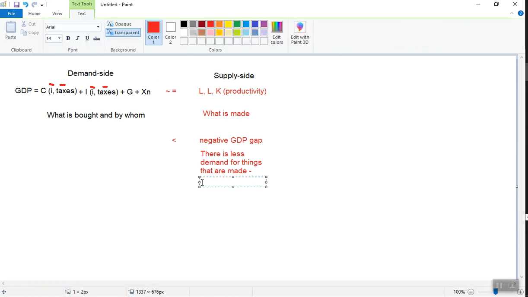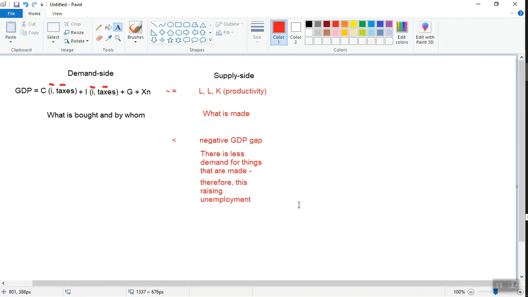And so I'll say, therefore, this raises unemployment. So this is what we're experiencing right now. We have a negative GDP gap. There is no worry about inflation with a negative GDP gap.